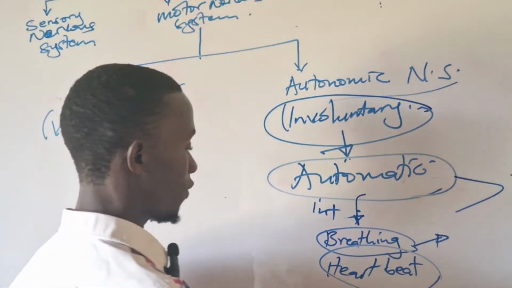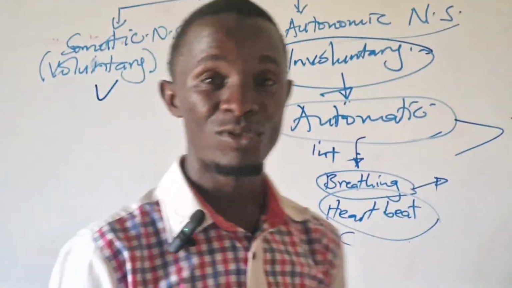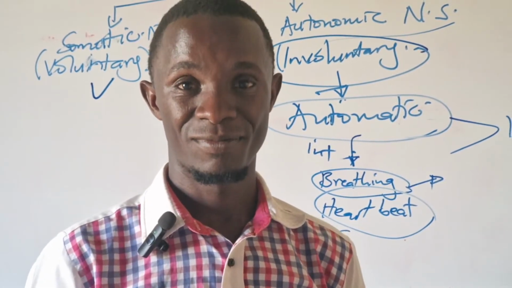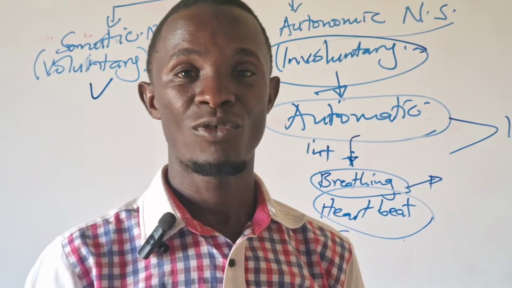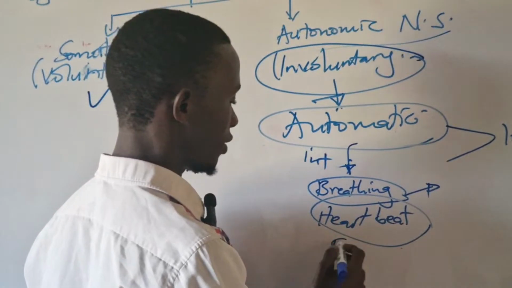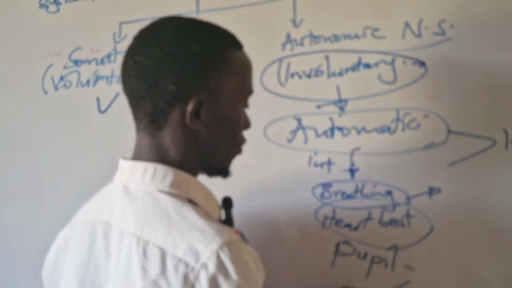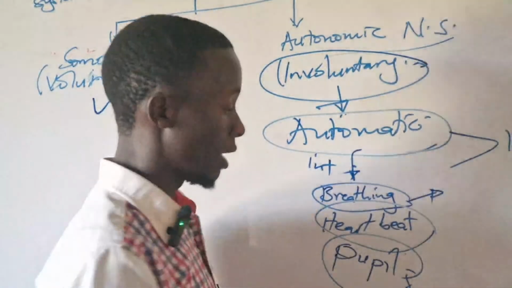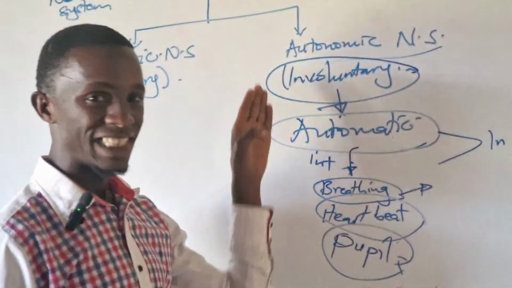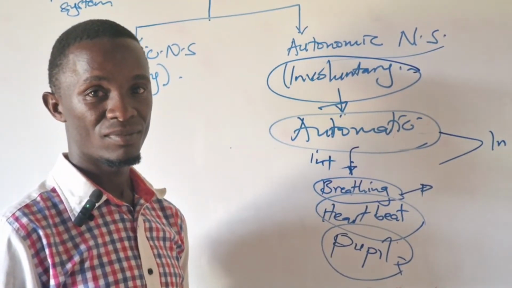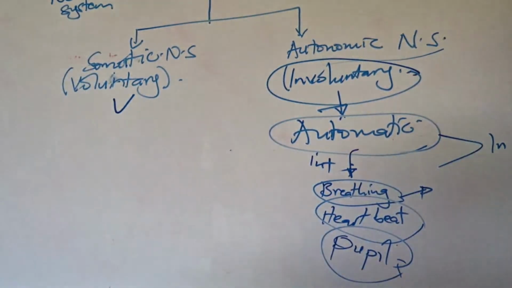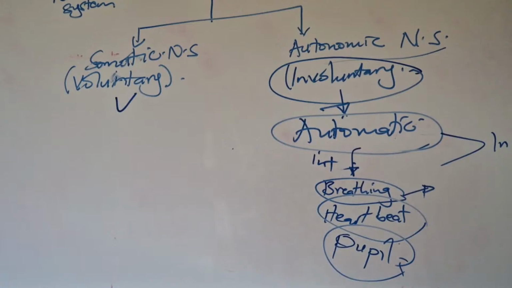We talk of coughing. Whether you like or not, you will cough. Sighing. Blinking, you have no control over blinking. The adjustments to the size of the pupil, whether the pupil widens or narrows, it is automatic. So those kinds of actions are known as involuntary actions.